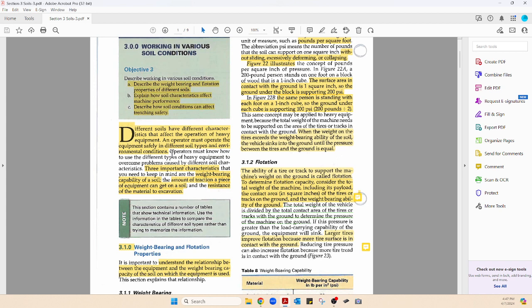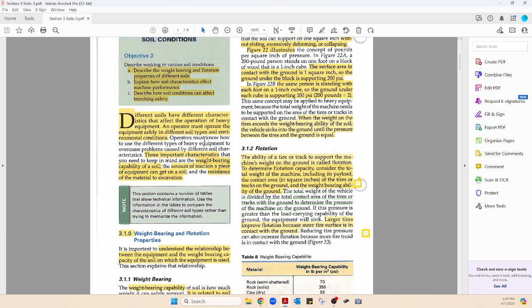and an operator must operate the equipment safely in different soil types and environmental conditions. You need to know how to use different types of equipment to overcome problems caused by different soil characteristics. We've all been in mud, we've all been in rock, perhaps. There are different ways to deal with that. There are three important characteristics you need to keep in mind.